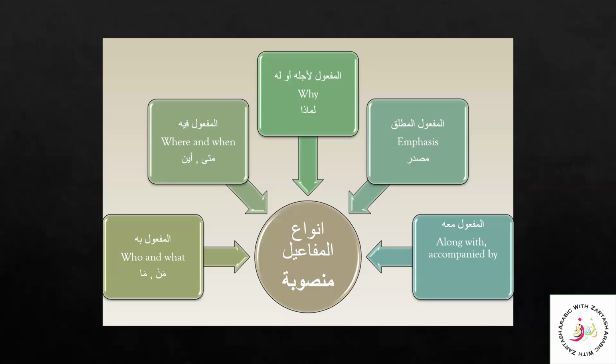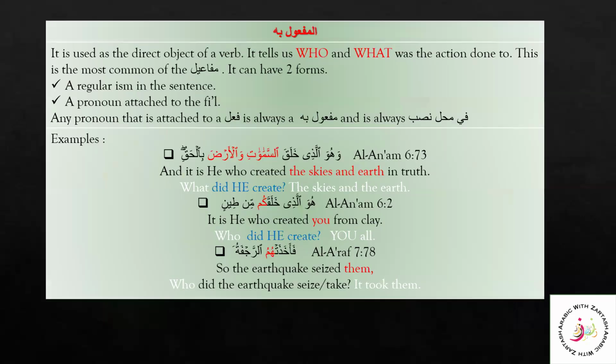The particle waw with the maf'ul ma'ahu is used to give the meaning of ma'a, that is, with, and the object which follows waw will be in the state of nasab mostly. So this is all review for all that we learned for the maf'ul.